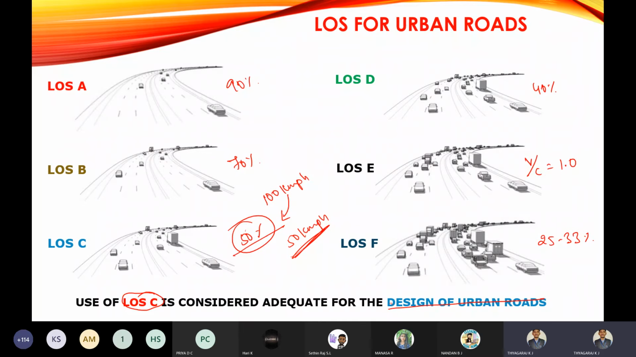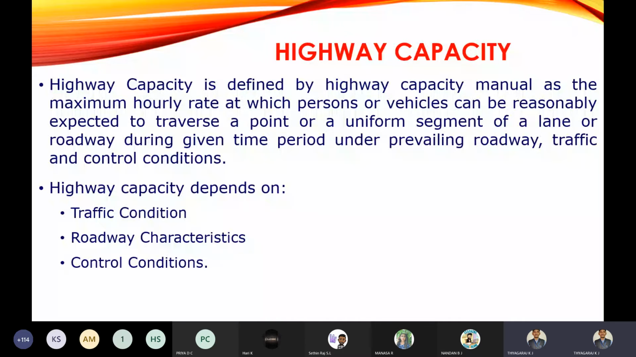The last concept is called highway capacity. Based on the level of service, we are going to define this highway capacity, which is given in the HCM, the Highway Capacity Manual. For civil students, we will be using this in a separate subject called highway engineering and pavement design. For the time being, for traffic, we will see the definition and what factors it depends on. It is defined by the Highway Capacity Manual.